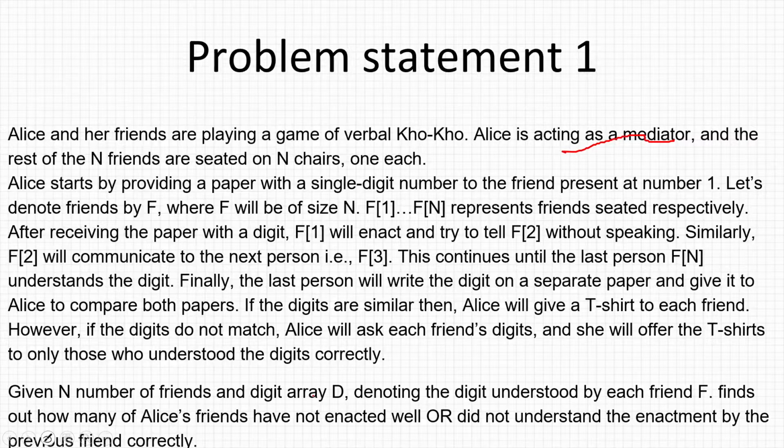So find how many of Alice's friends did not enact well or did not understand the enactment by the previous friend correctly. It depends on the digit array D, whether they have understood the digit that was passed by Alice or not. You are supposed to find how many people did not understand it.